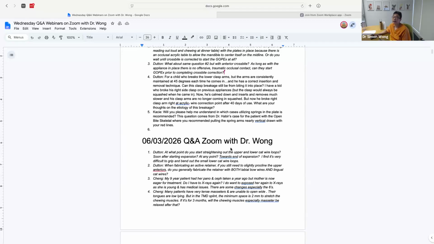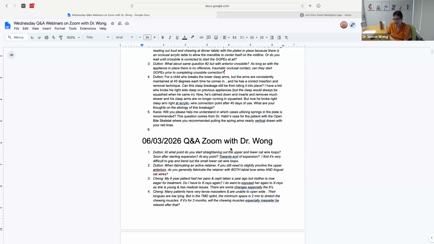All right, next question. Will you please help me understand in which cases utilizing springs in the plate is recommended? Comes from a question for a patient with open bite skeletal. I recommend putting the springs nearly vertical drawn with your red lines. So intrusion springs are normally prescribed in upper stage 1 appliances when we are planning a DE extraction.